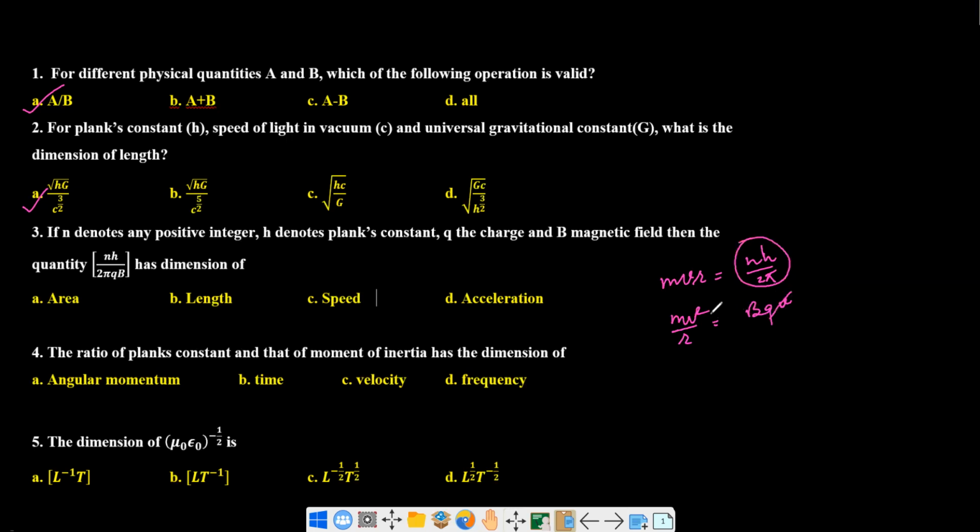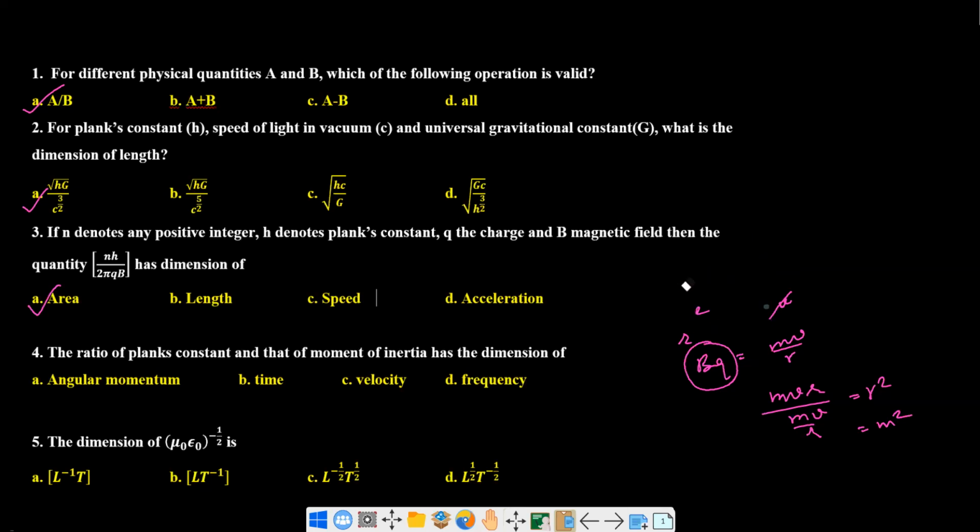If you cancel out this v and arrange it, you will get bq equals mv by r. So if you substitute, this is nh by 2 pi and for bq you can simply utilize this, mvr by mv by r. So this will cancel out and it comes simply r squared. So r squared means the dimension of meter squared. That's why the answer is again area. Okay, so let us move on to question number 4.